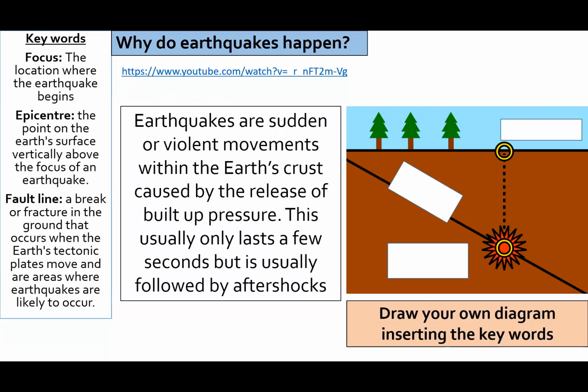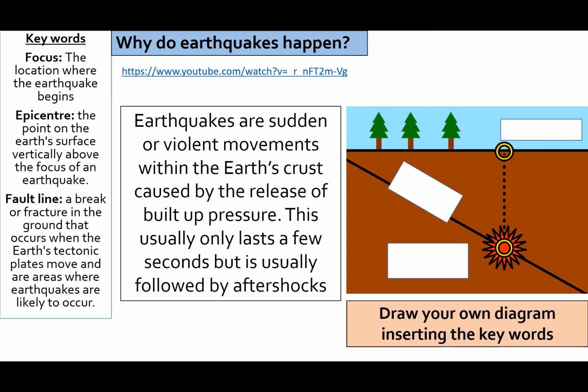You've got the focus, which is the location where the earthquake begins, and that's in the earth, that's underground. Remember, these plates can be 100 kilometres thick, so your earthquake can be right down at the bottom, or it can be right up at the top. So the point where the earthquake starts within the crust is called the focus. The epicentre, and this is what you'll hear on the news, is the point on the Earth's surface vertically above the focus.